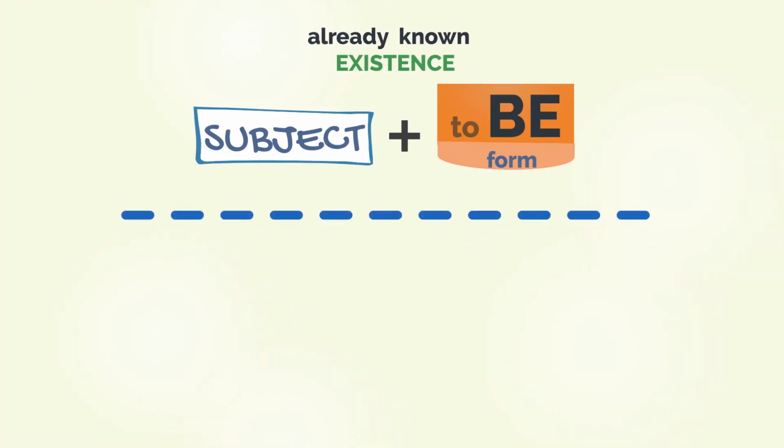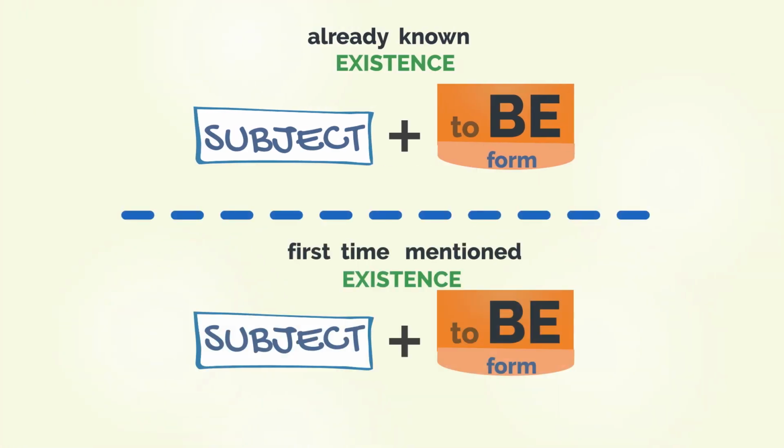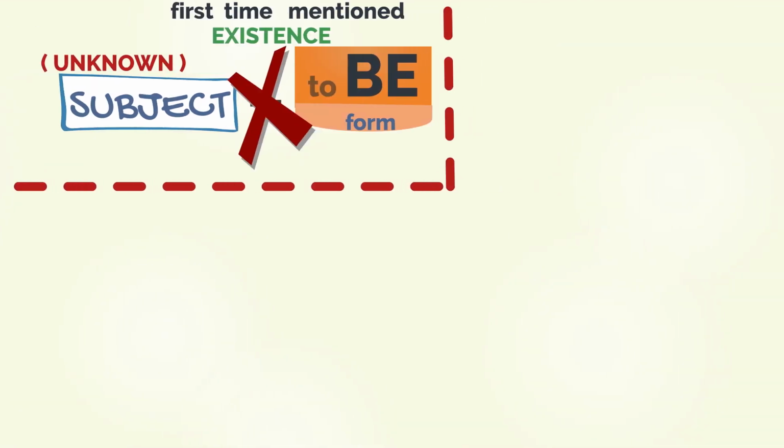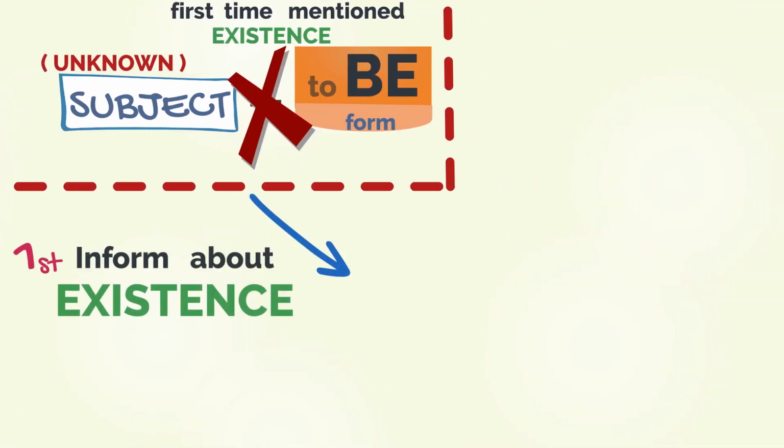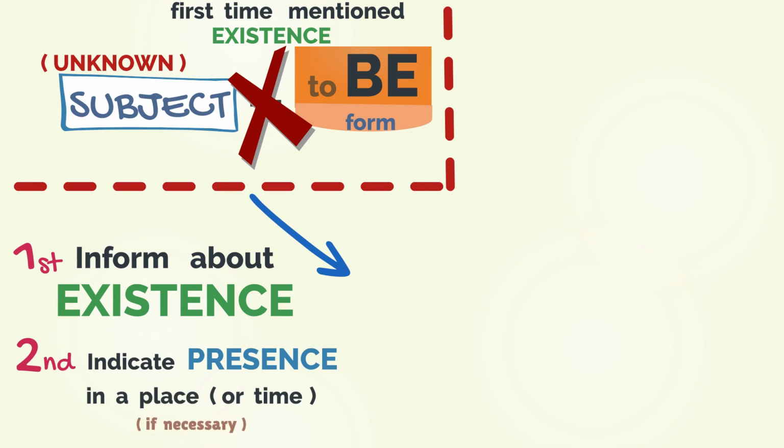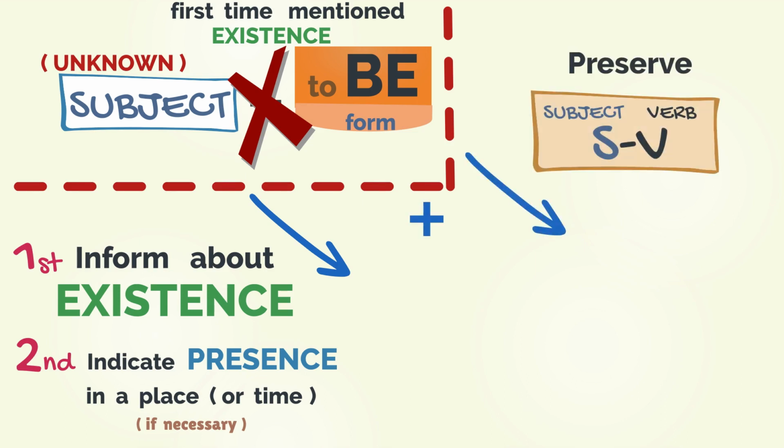But sometimes, we refer to the existence of a subject for the first time. In such cases, in English, we cannot start the sentence with the unknown subject. First, we must inform about the existence of the subject. And only then, if necessary, indicate its presence in a place or time. But, at the same time, the normal word order must be preserved.